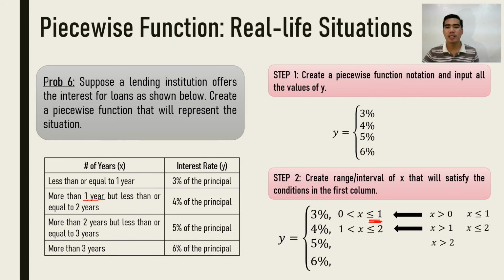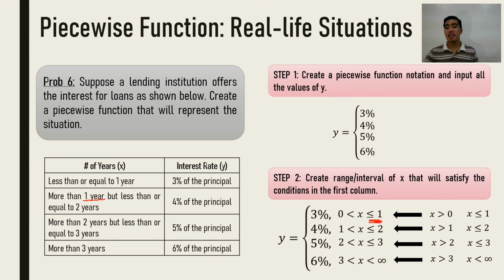How about this? More than 2 years but less than or equal to 3 years. So, more than 2 years. So, 2 years to 3. Okay? Now, the last one is we have more than 3 years. Okay. So, we have more than 3 years. Same kanina, sa katong more than 6 months. So, we have this. Okay.